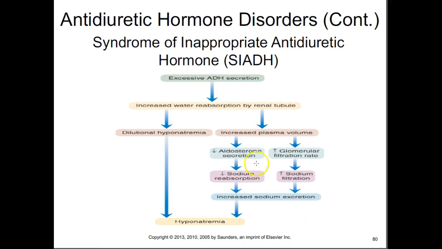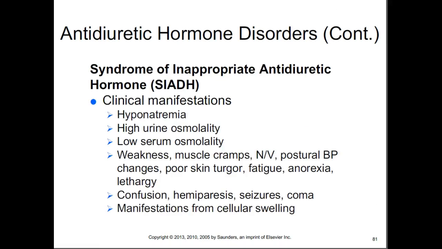So you can see here some of the pathways in which excessive ADH secretion, right, increases water absorption, so you have dilutional hyponatremia and increased blood volume, you have a decrease in aldosterone, decrease in sodium reabsorption, increased sodium excretion, so you lead to hyponatremia, right? Same thing over here, increased glomerular filtration rate and increased sodium filtration. Both are going to lead to increased sodium excretion, right? Your syndrome of inappropriate antidiuretic hormone is going to have hyponatremia, high urine osmolality, low serum osmolality, right?